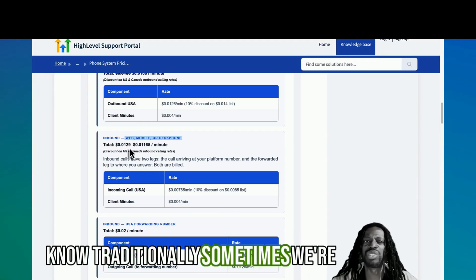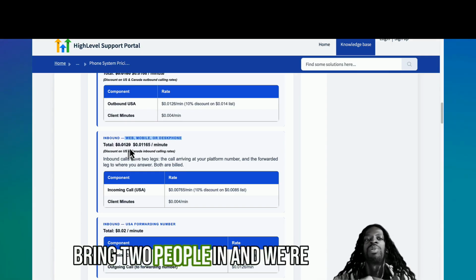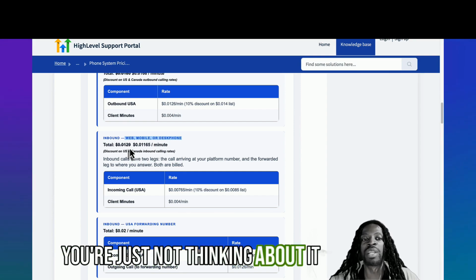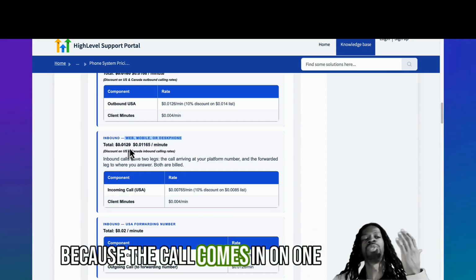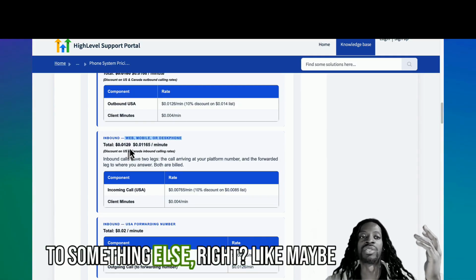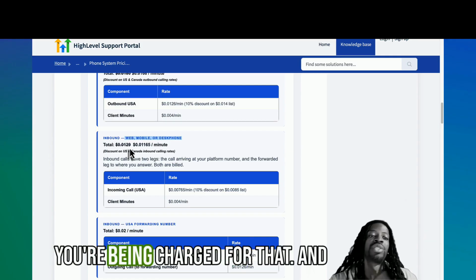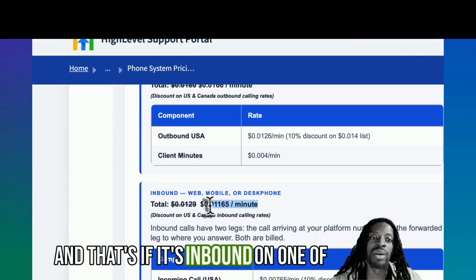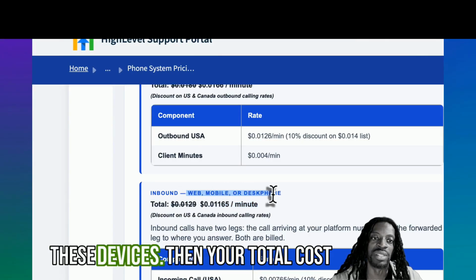And I know traditionally sometimes we're thinking of a conference like we bring two people in and we're talking three-way, and it is that, but you're just not thinking about it because the call comes in on one leg and your calls are being forwarded to something else, right? Like maybe it's a cell phone or something else. You're being charged for that. Here's the cost. And that's if it's inbound on one of these devices.